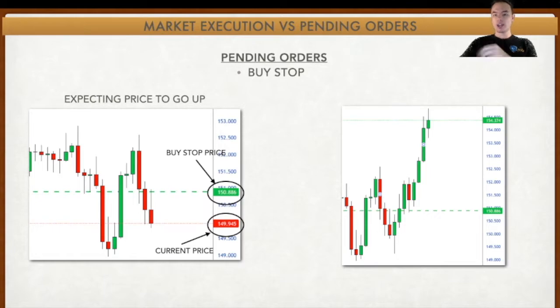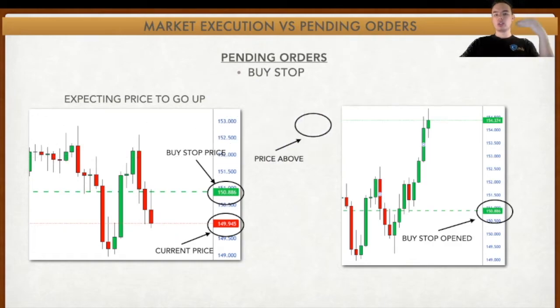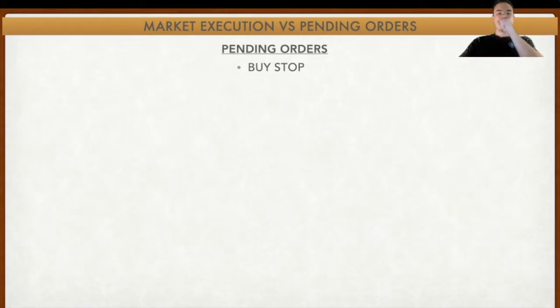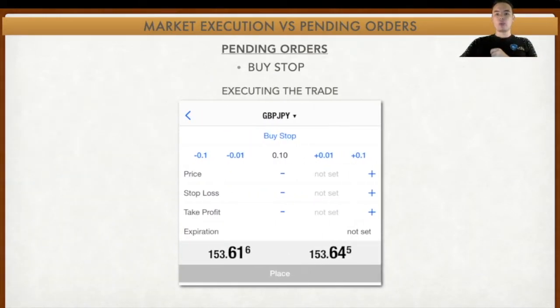And then as you can see, price increased right there. Once it reached 150.886, the buy stop has been opened as a buy, and now that is the price above it, and that's how much you have profited. So how does it look when you're entering?